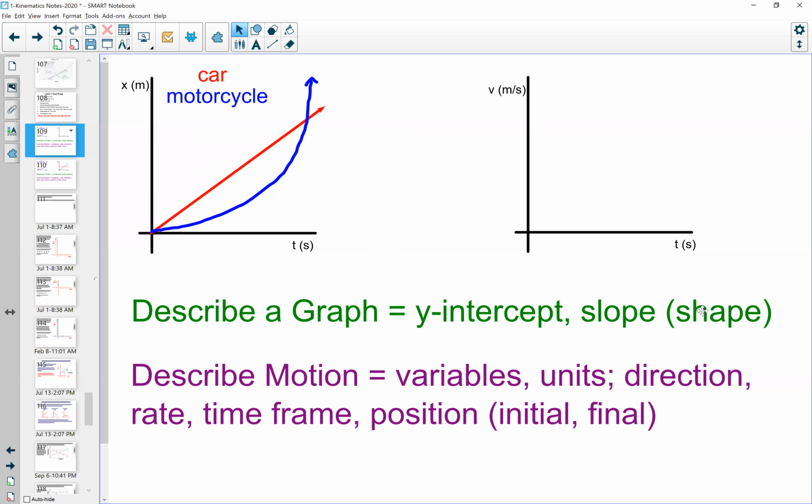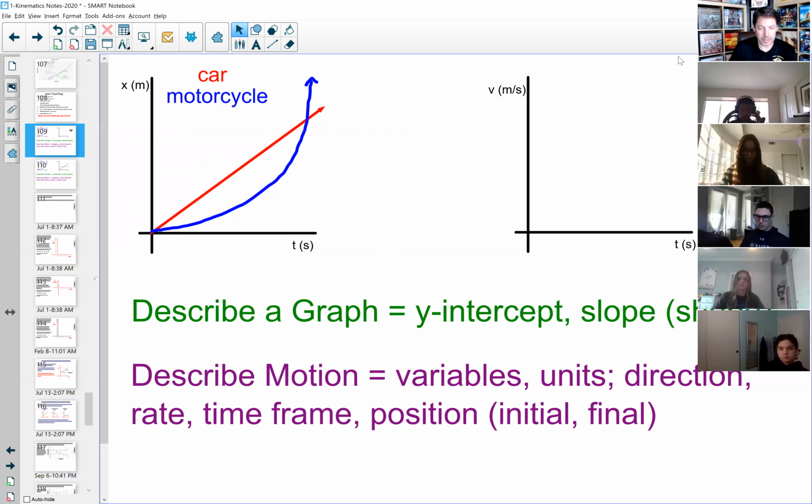All right. Then for motion, let me have you guys tell me. So someone unmute and tell me, how would you describe the motion of the car?